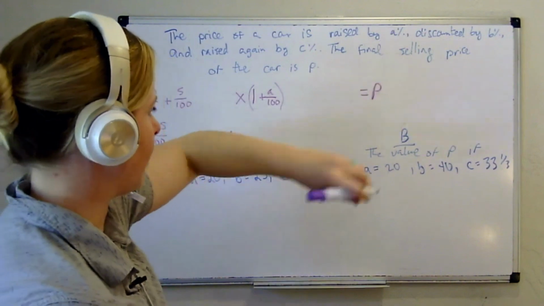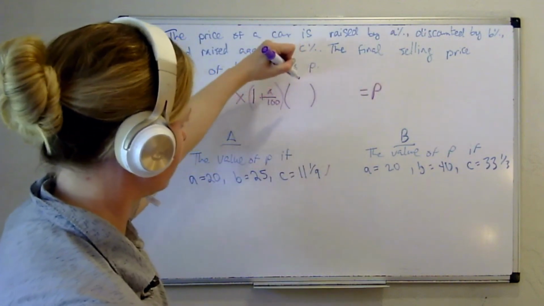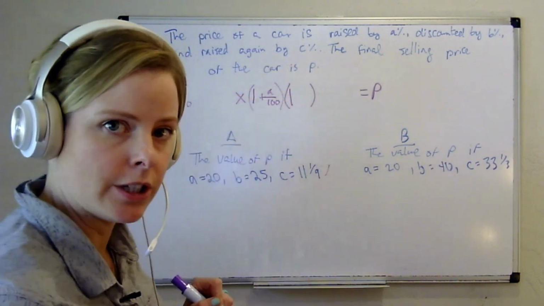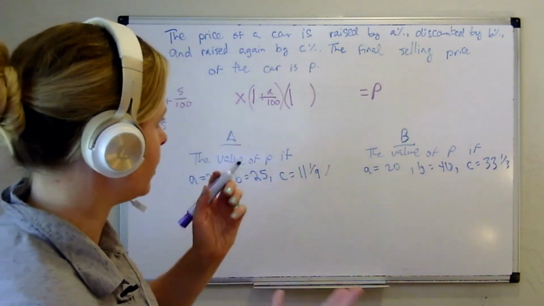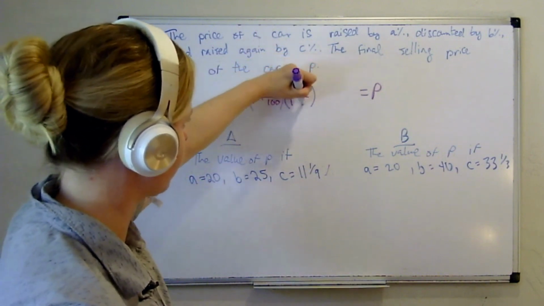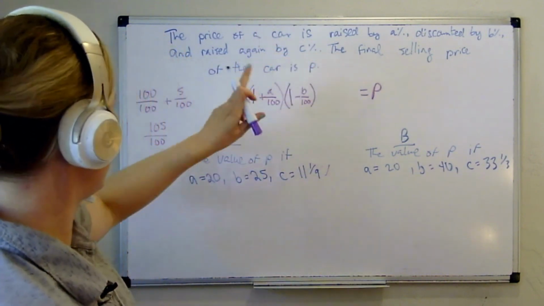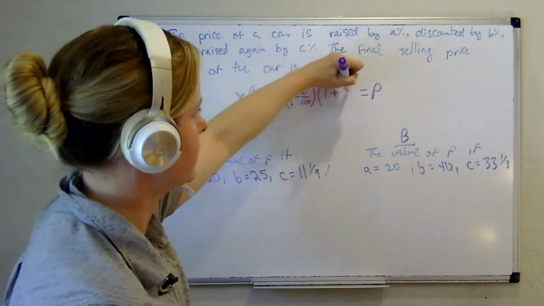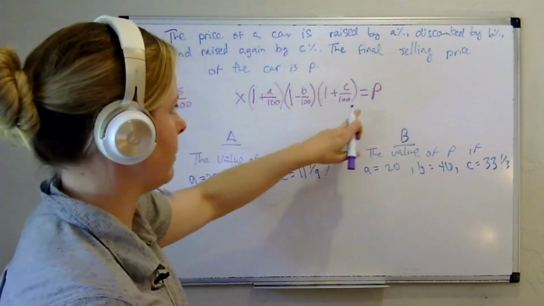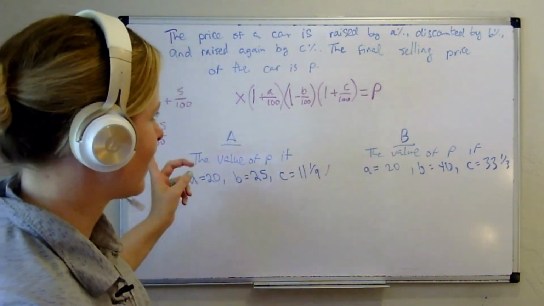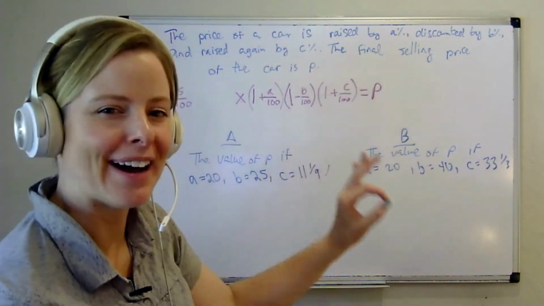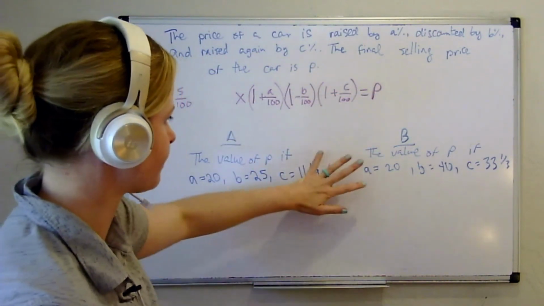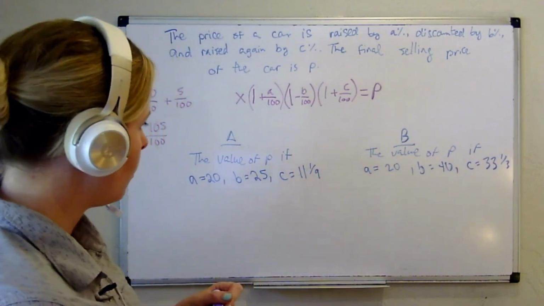So then it's discounted by b%, very similar logic, right? If we start with 100% of what we just had, now we are discounting or removing b%. So we just subtract 1 minus b out of 100. And then we are raising again by c%, so we just multiply that whole thing by 1 plus c over 100. And finally, we end up with our price p. This looks kind of nasty, but let's see how it all works out when we get to our actual comparison bits.